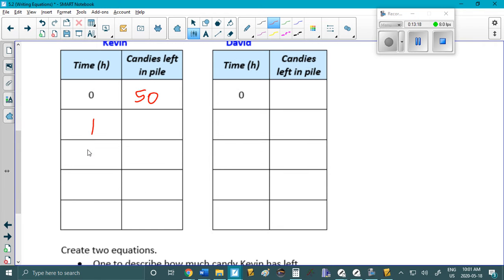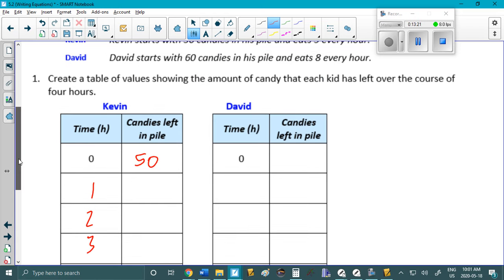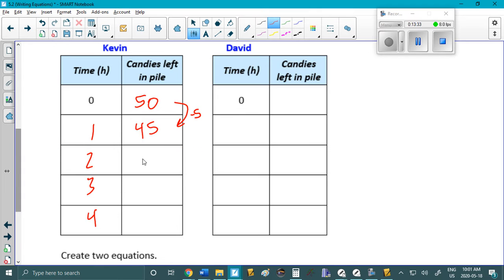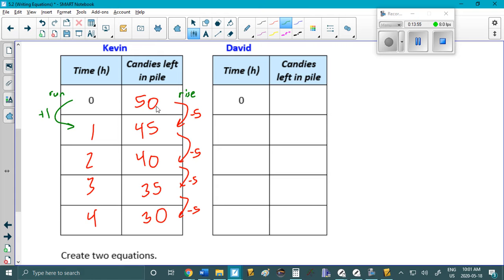So let's go 1 hour, 2 hour, 3 hour, 4 hour. So if he eats 5, starts with 50, how many does he have left after an hour? Well, you do 50 and you subtract 5, right? So this is minus 5. And then we go down 5 again to 40. And then we go down 5, we go down 5, and I get 35, and then 30. Now, you might be wondering why I put in these minus 5s. Well, it's the same reason I'm going to put in this plus 1. Because this gives us the rise, and this gives us the run. And so when we make our equations, this is going to make it very, very easy.